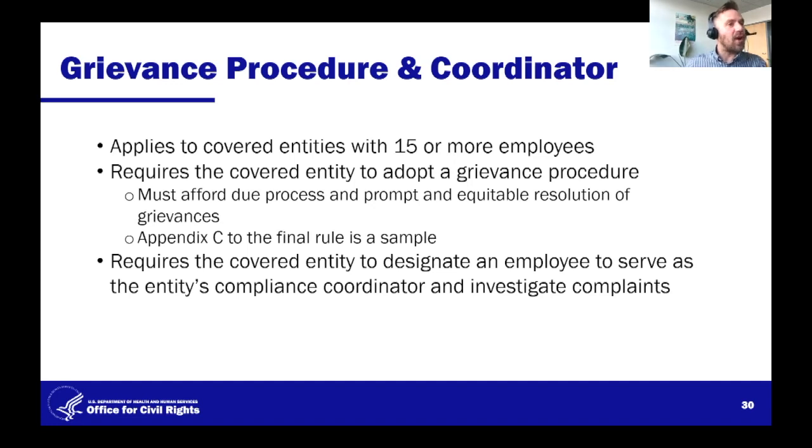Okay, so now we're going to talk about administrative requirements. Both Section 1557 and Title VI also contain specific administrative requirements. The regulations require that recipients with 15 or more employees designate one employee or a team to coordinate the recipient's language access program.